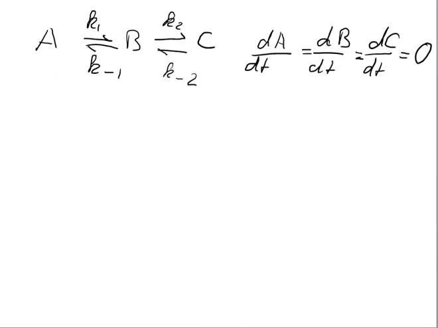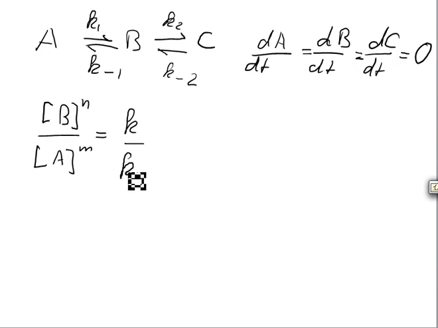Now let's look at a little bit more complex equilibrium here. So we've got A is in equilibrium with B, and B is in equilibrium with C. And this means that there are no changes in the rates, so everything is in equilibrium, and all the rate changes are zero. So if we want to find the individual equilibria, we can break this down, and we can say basically B to the power of n over A to the power of m, this is what we already did in the previous slide, equals k1 over k-1, and this is the equilibrium constant for the first part.